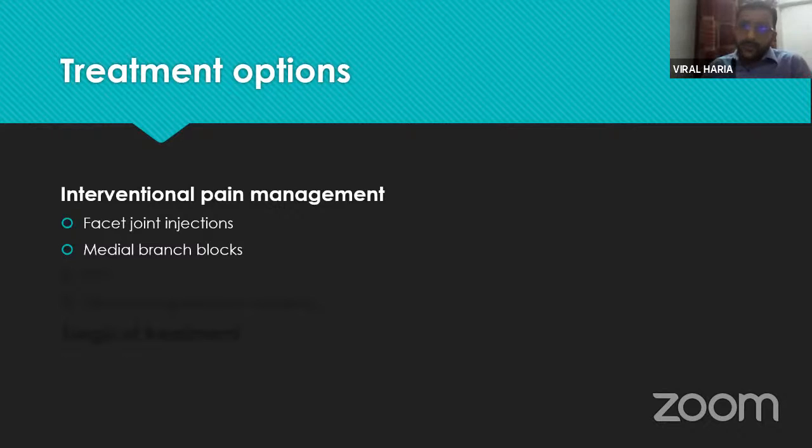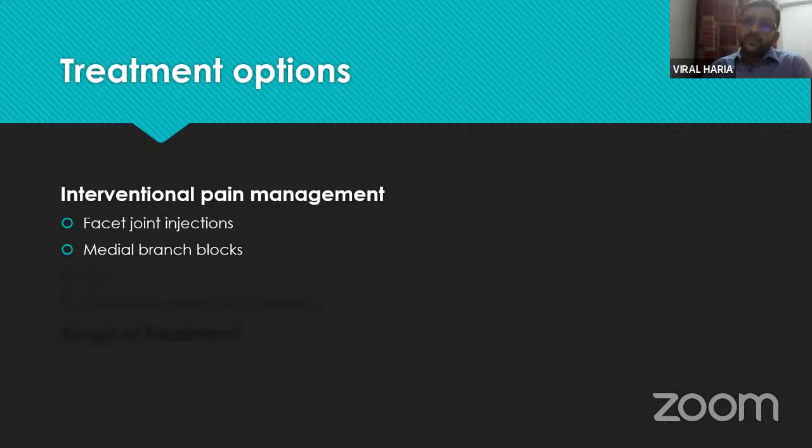We have to first consider what we are looking at in this patient, what level of pain he is in, what the MRI findings are, and what the patient is desirous of in terms of outcome.